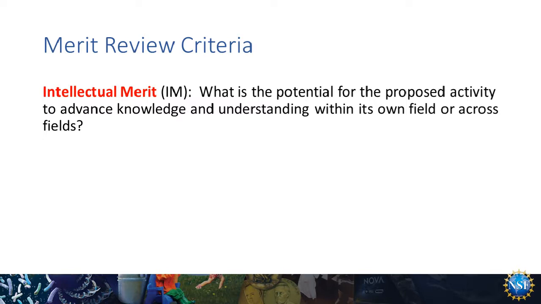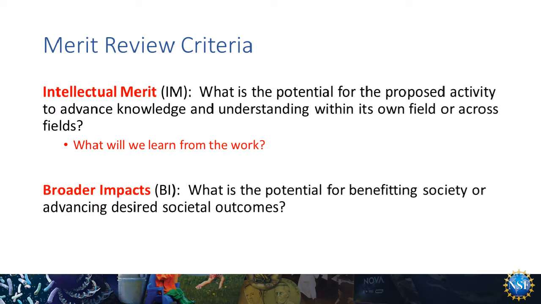Let's take a look first at intellectual merit. Intellectual merit basically asks the question, what is the potential for the proposed activity to advance knowledge and understanding within its own field or across fields? One way we can summarize that statement is by simply saying, what will we learn from the work? The second criterion, broader impacts. What is the potential for benefiting society or advancing desired societal outcomes? We can summarize that by simply asking, why is the work important to society?